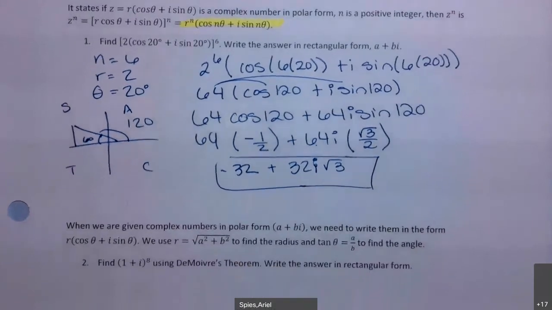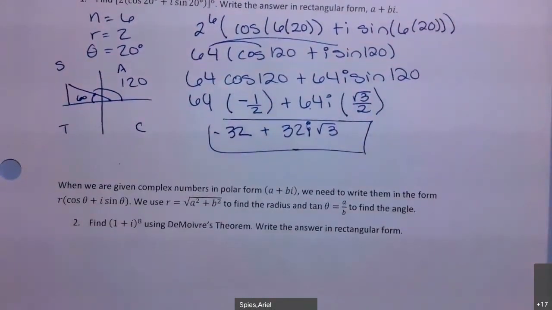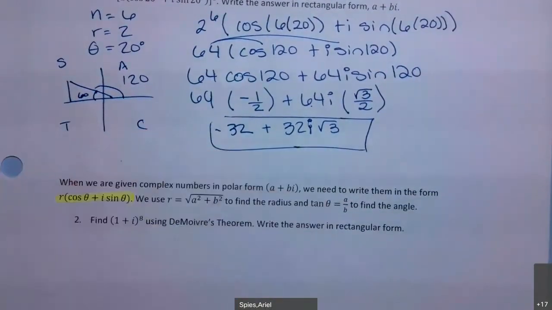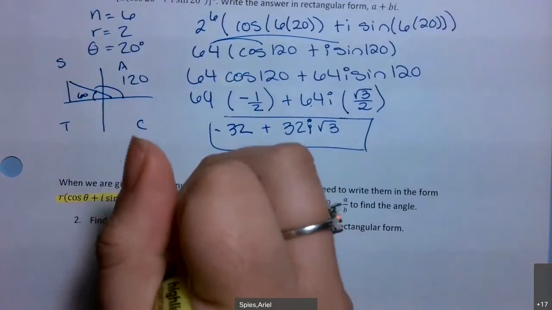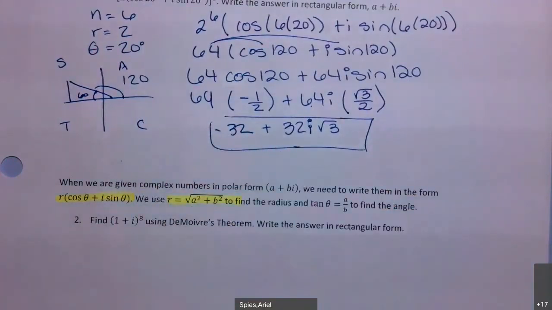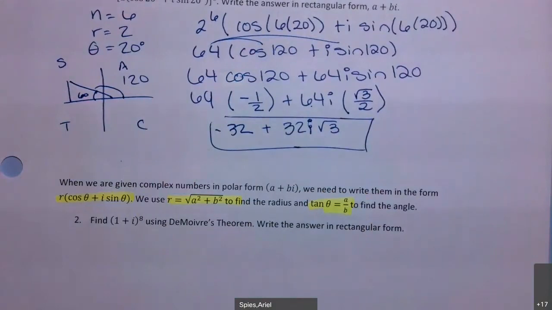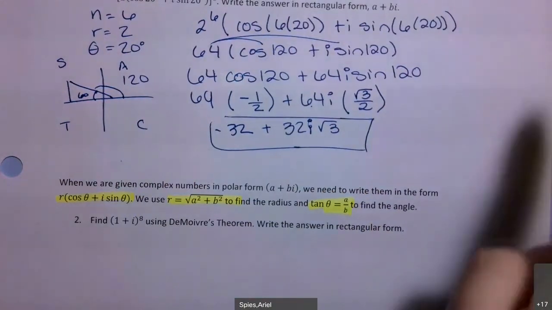So when I'm given complex numbers in polar form, I can write them in rectangular form, which is the form we would graph it in. This formula, I'm going to write as r cosine theta plus i sine theta. And I want to use my radius formula, which is the square root of a squared plus b squared. And then I'm also going to use tangent of theta is b over a to find my angle.